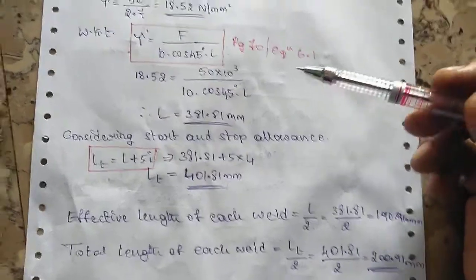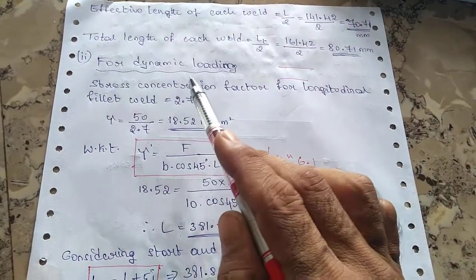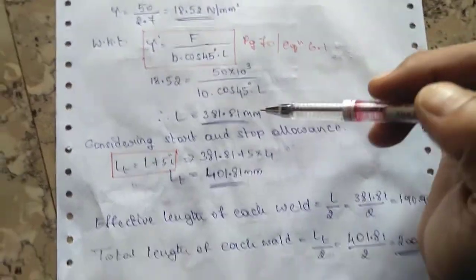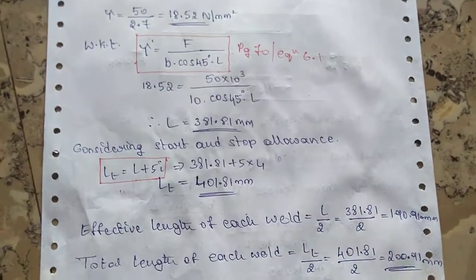Okay, thank you. And if it is a fatigue loading instead of dynamic loading, if they give fatigue loading, then you can also go for the same method. There is no change in it. No changes are adopted in that method also. Okay, thank you.